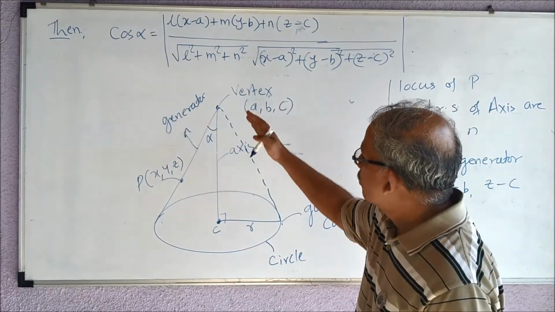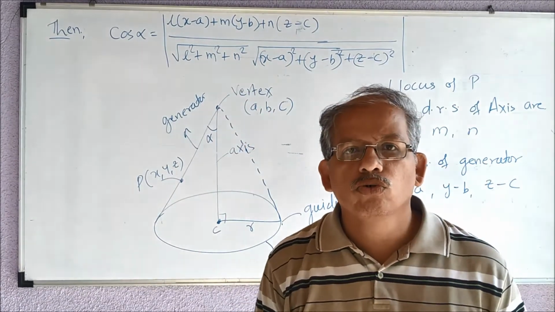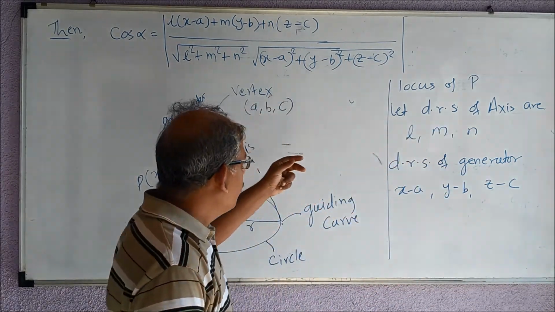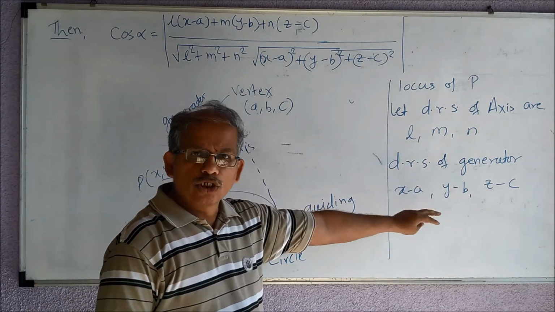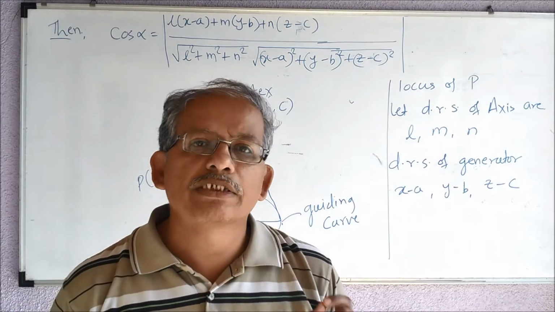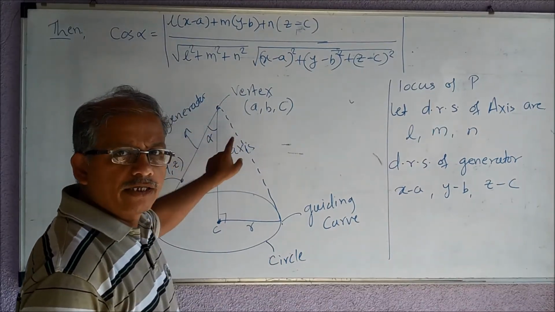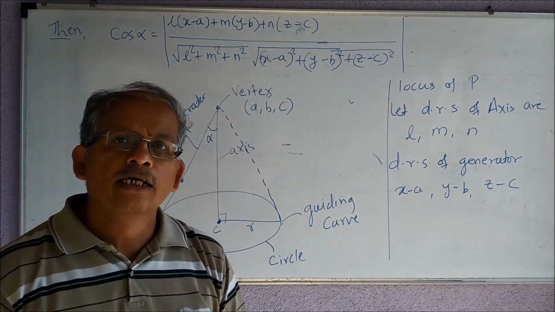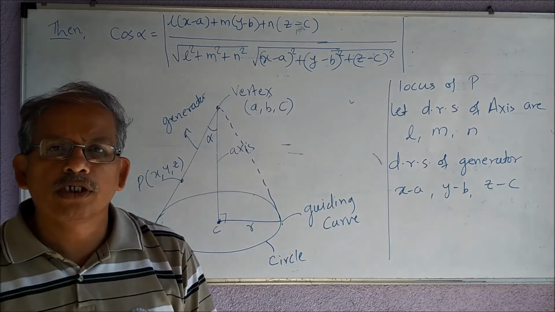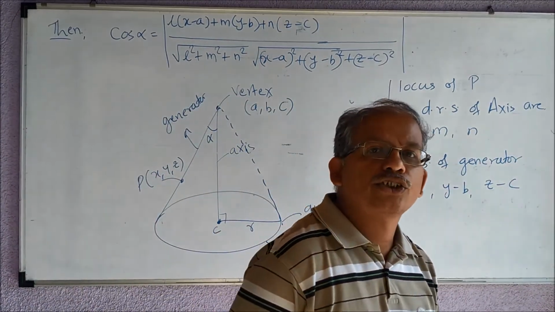The vertex, the generator and the axis: we should know the DRs of the axis, and we can calculate the DRs of the generator if we know the coordinates of the vertex. Then we simply calculate the angle between the generator and the axis, and that expression of the angle itself gives me the equation of the right circular cone. Okay, we'll see the illustrations in the next class.